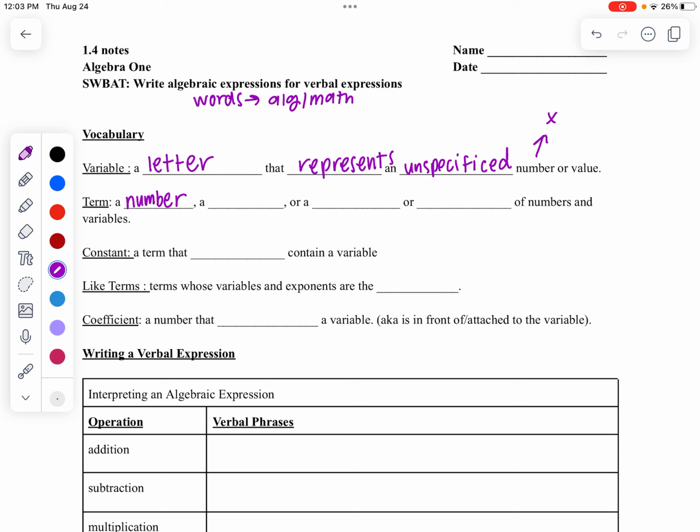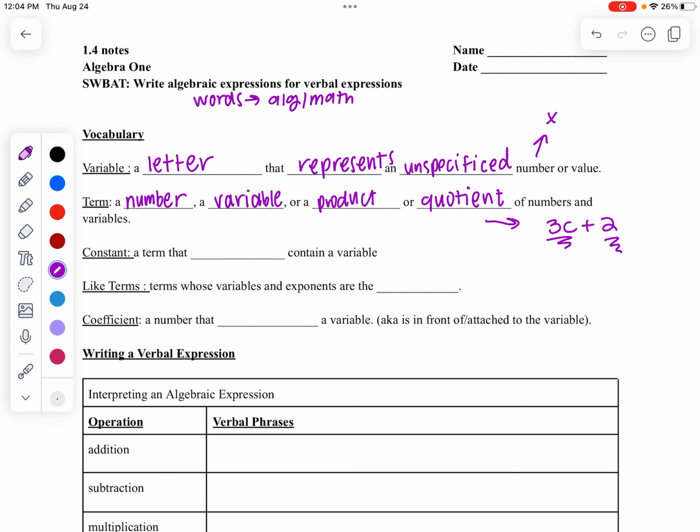A term could be a number, a variable, or a product or a quotient of numbers or variables. I'll give you some examples. So for example, if you're looking at this algebraic expression right here, 3c is considered a term and 2 is considered a term. So basically a term is anything that is separated by addition or subtraction. And that's just to help us communicate, like, oh, the term 3c, oh, the term 2.